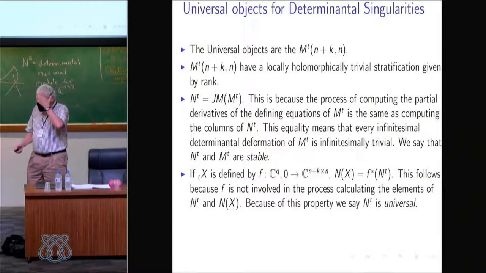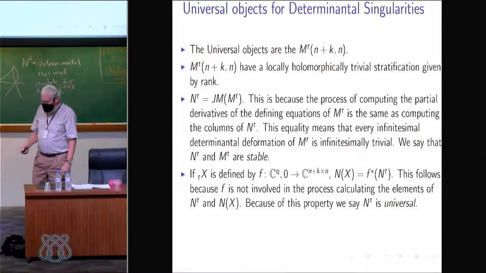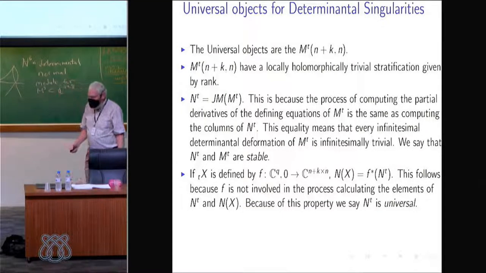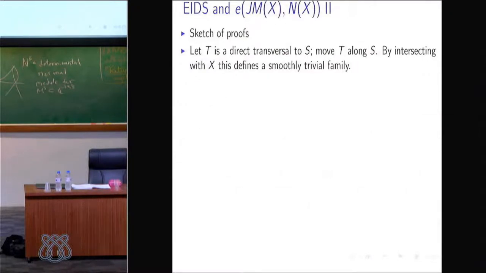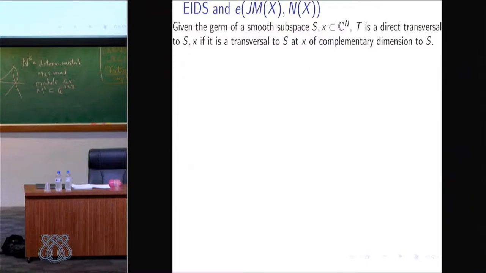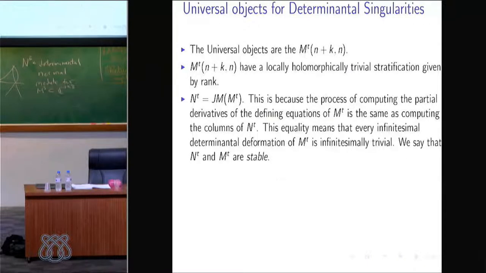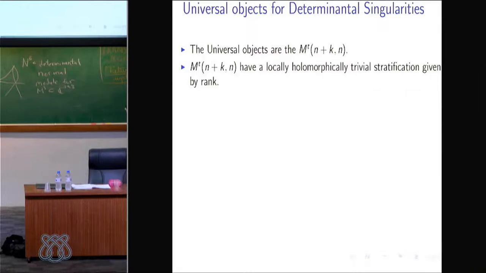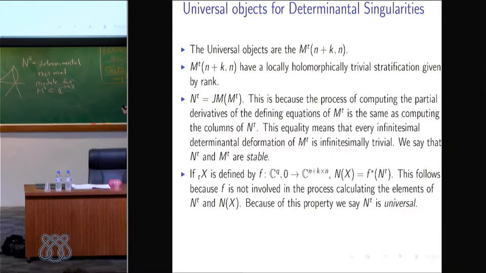So here, a little bit late. Okay, well, anyway. So here we have, if X is defined by this F here, then the determinantal normal module of X is the pullback of NT. Because of this property, we say that NT is universal.